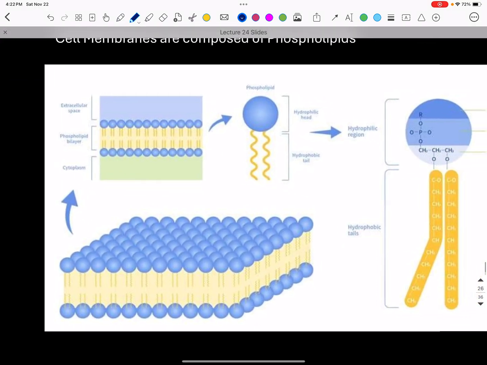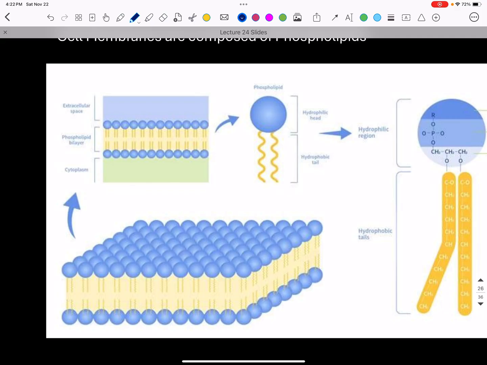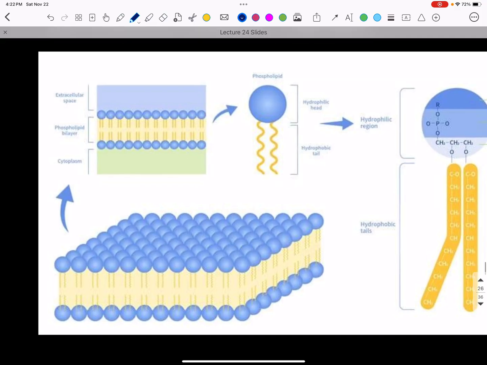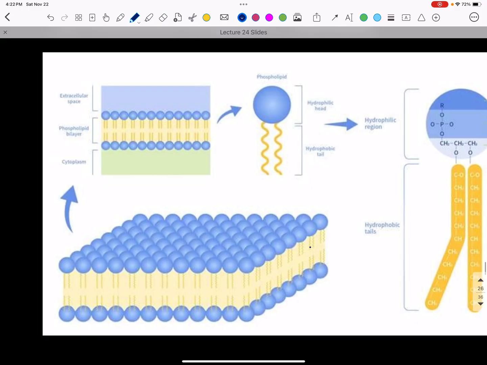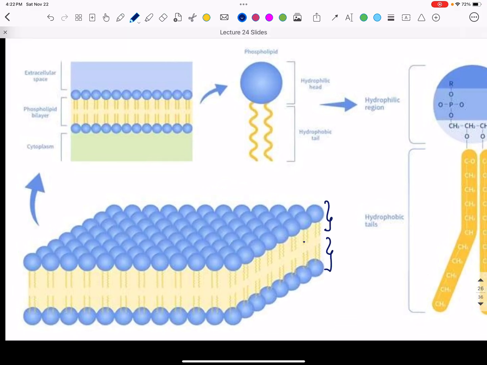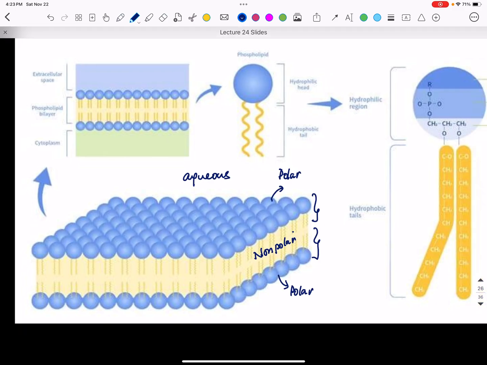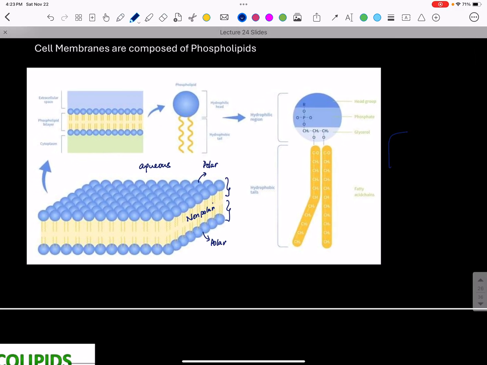We have a bilipid layer. So there is a phospholipid here and another phospholipid here. And both of them will be packed together such that their non-polar interiors will be facing each other, and the phosphate groups are going to be facing the exterior, because the exterior is going to be aqueous medium. So if you think of a cell, let's say this is a cell, this is aqueous inside and there is aqueous outside.